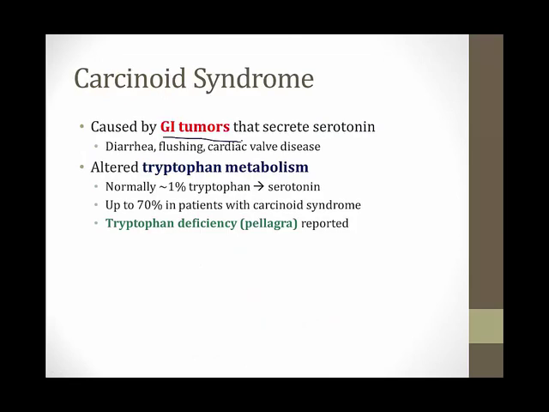Carcinoid syndrome is caused by GI tumors that secrete serotonin. These patients develop diarrhea, flushing, and cardiac valve disease. The reason these patients can develop a niacin deficiency is because the carcinoid syndrome results in abnormal tryptophan metabolism. Tryptophan is used to synthesize serotonin, but normally only about 1% of your tryptophan gets used to make serotonin. However, in patients with the carcinoid syndrome, up to 70% of the tryptophan in the body can be used to make serotonin. As a result, tryptophan deficiency can develop, and in fact, symptoms of pellagra have been reported among patients who have the carcinoid syndrome.